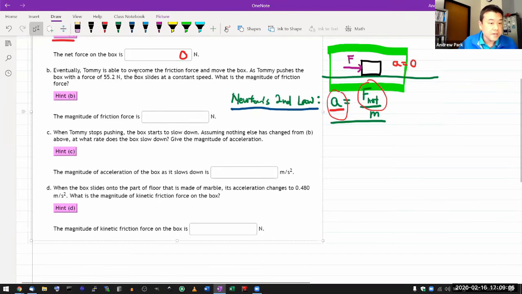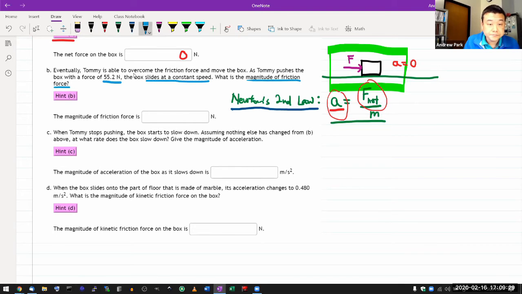All right, it now says, eventually Tommy is able to overcome the friction force and move the box. As Tommy pushes the box with a force of 55.2 newtons, the box slides at constant speed. And it's asking for the magnitude of the friction force. So that's what I want you to imagine. You have a box that's still being pushed with some force, and it's moving with some constant speed V.